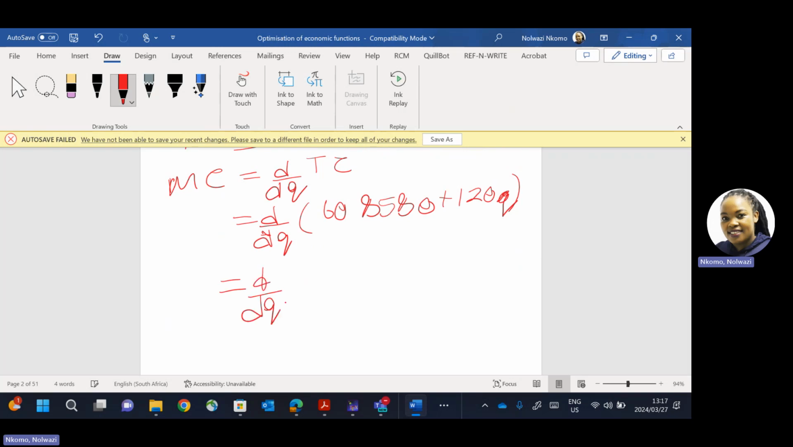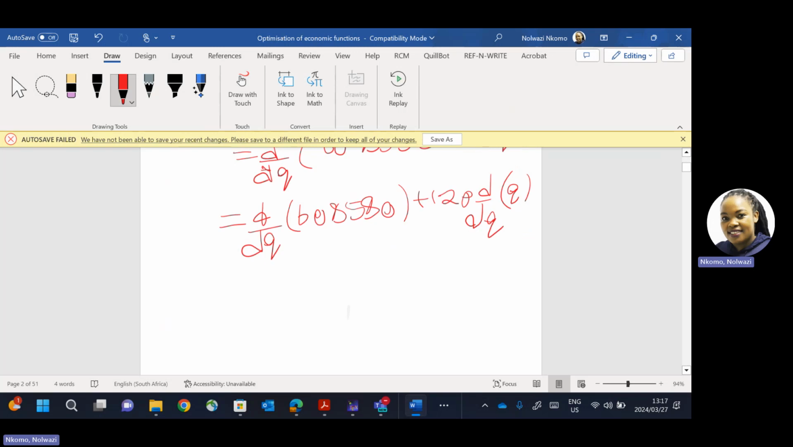Okay, and if we differentiate this, we'll have the derivative of 60850, plus 120 times the derivative of q, right? This is a constant, and we know from our derivative rules that the derivative of a constant is 0. So here we'll find 0. Then the derivative of q is 1. So this means we have 120 times 1, which is 120, and this is our marginal cost, right?